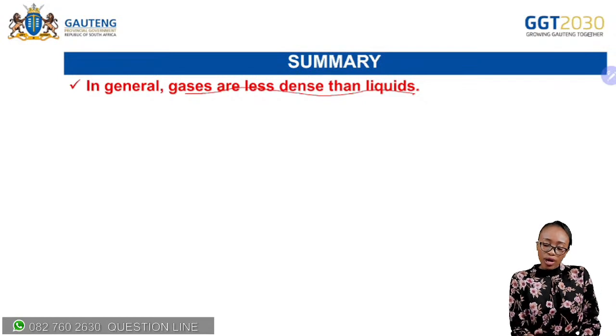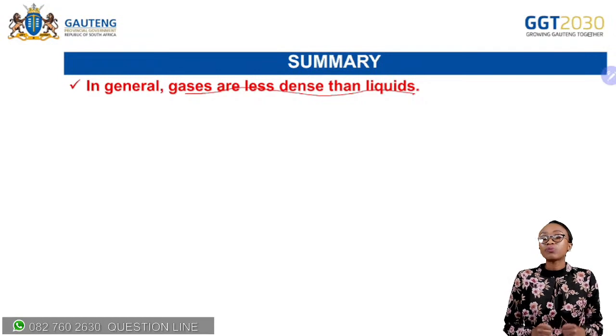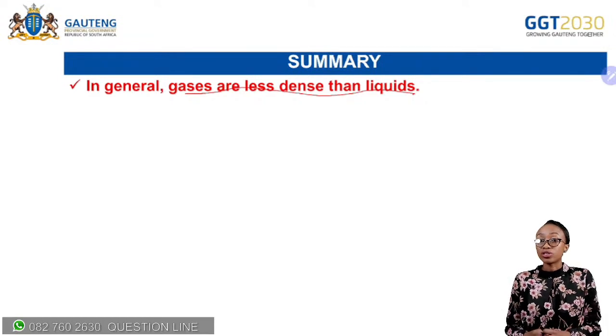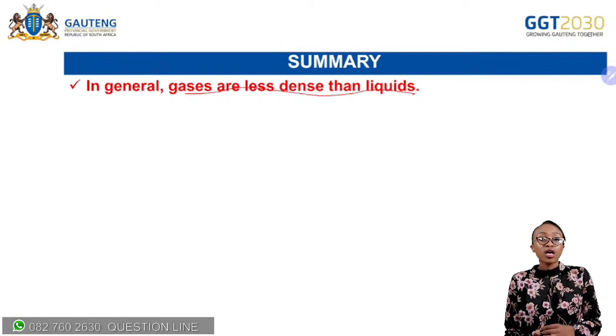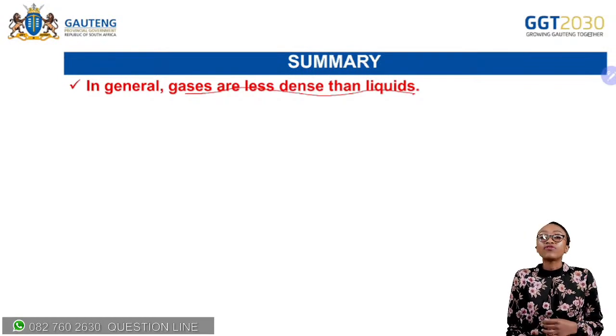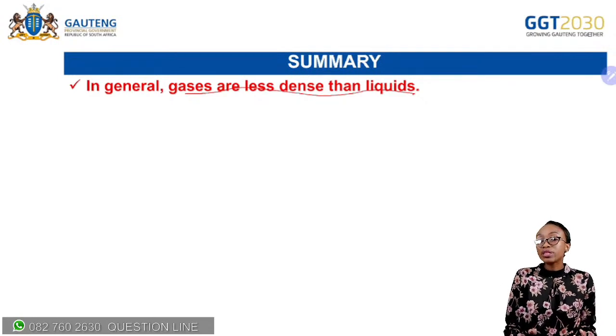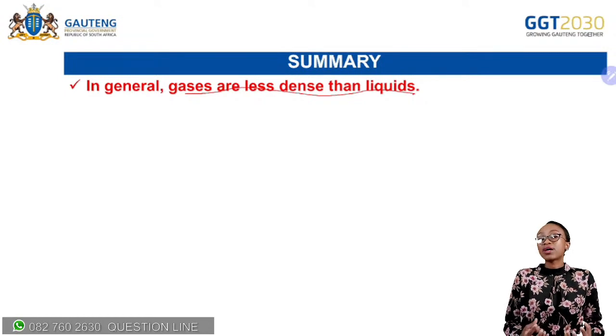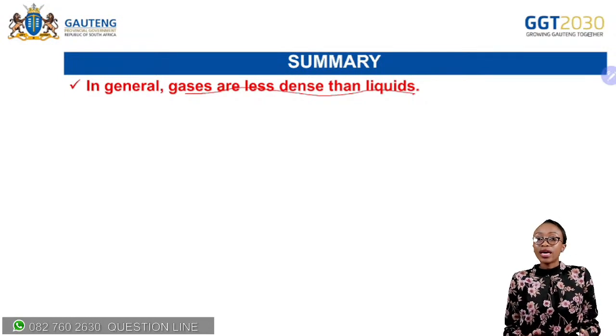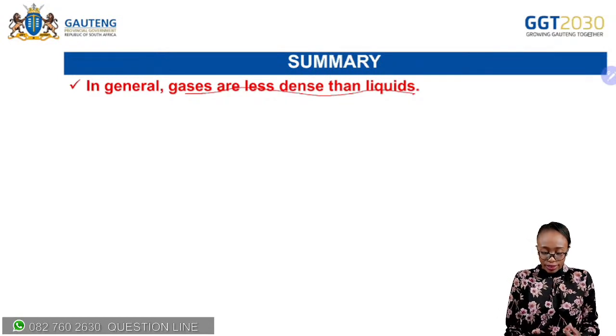So with the same volume, the gas will have a smaller mass. Now when we take the same volume of a liquid, the particles in a liquid are much closer in comparison to the particles of a gas. So by mass, the mass of a gas will be less in the same volume than the mass of a liquid in the same volume, thereby making the gas less dense than the liquid.